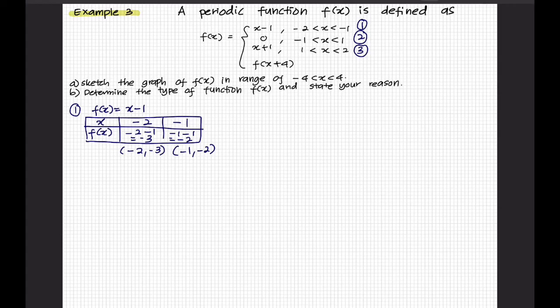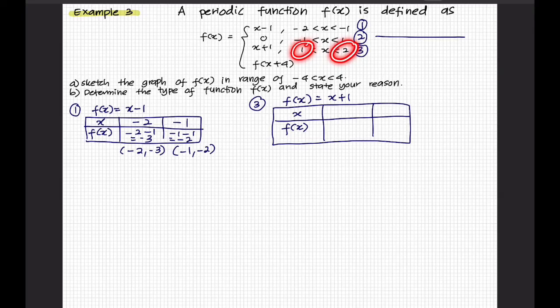For second function, f(x) equal to 0, just draw the horizontal line at f(x) equal to 0. For function 3, f(x) equal to x plus 1, x is 1 to 2. Find f(x). f(x) is x plus 1. So 1 plus 1 equal to 2. So the starting point is 1, 2. For the ending point, 2 plus 1 equal to 3. So the point is 2, 3.